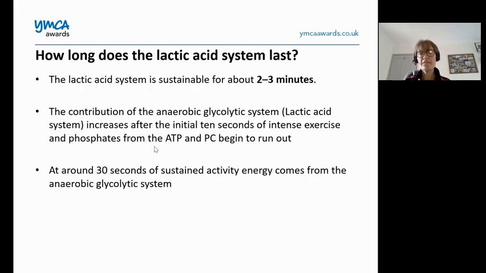As I say, this is sustainable for up to about 3 minutes. And it increases once the ATP system begins to run out. Once you get to about 30 seconds, you're looking at getting pretty much all your energy from that anaerobic glycolytic system.